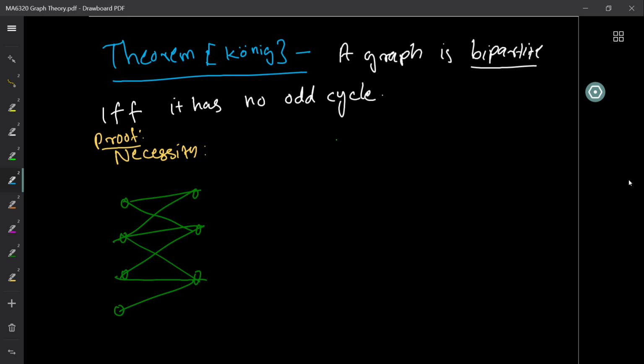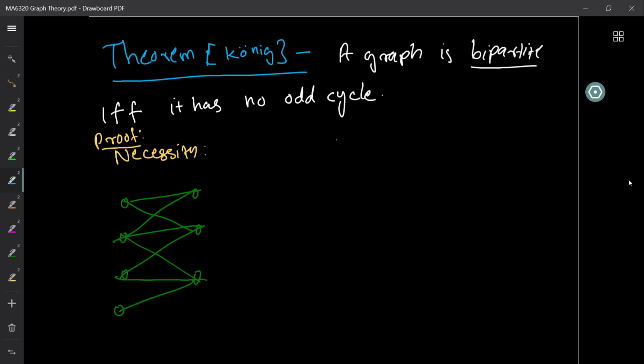So we need to prove this, both necessity and sufficiency. So first let us see why it is a necessary condition, right? That if the graph is bipartite, then there is no odd cycle. So this is easy to observe because let us look at what basically cycles are, right? So cycles. So when we defined cycles, paths, etc., we started by defining walks, right?